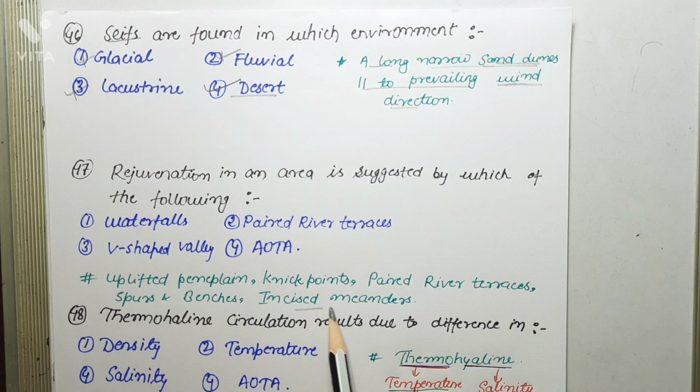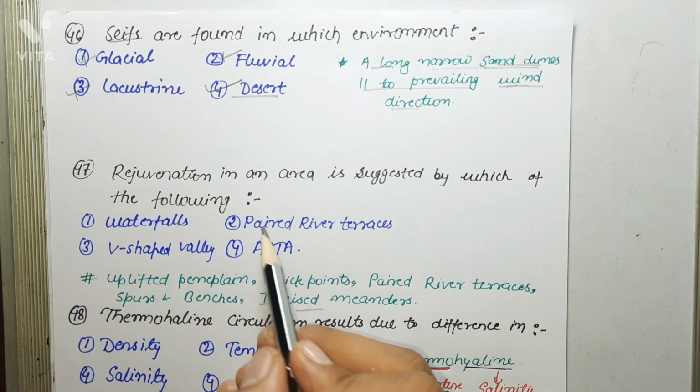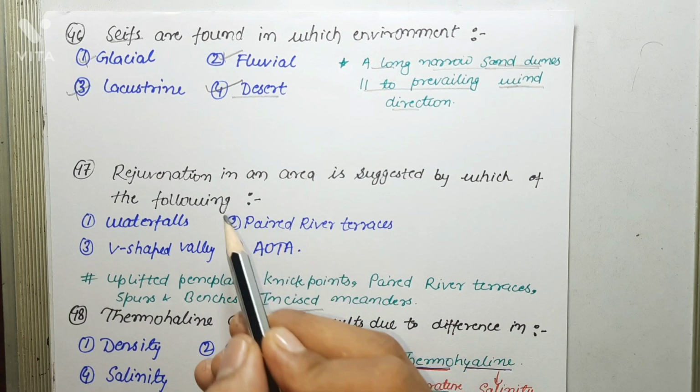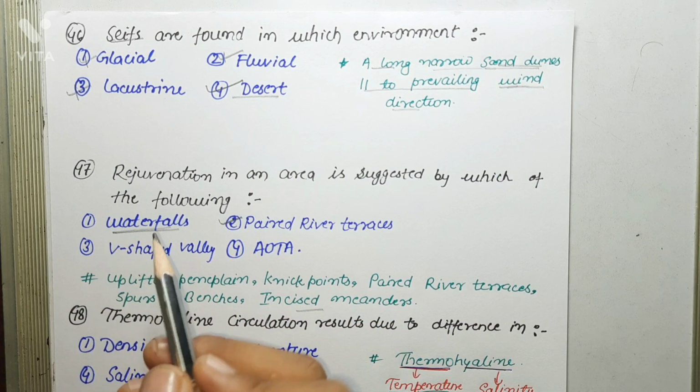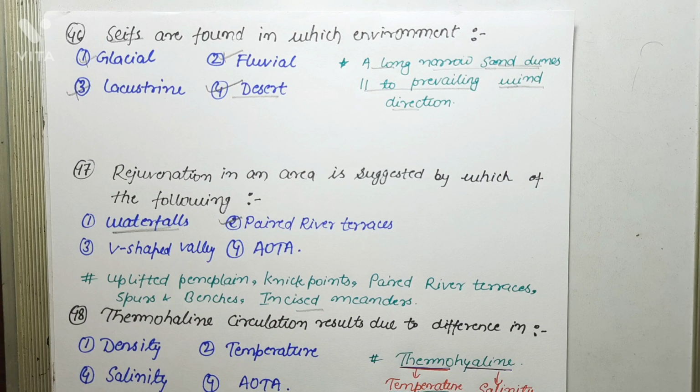Okay, so in all of these only one option is correct, that is paired river terraces, which indicate rejuvenation. Now waterfalls are present in the youth stage of a river, but it is not a rejuvenation landform. And V-shaped valleys are also present in the youth stage of a river, but it is not a rejuvenated landform.